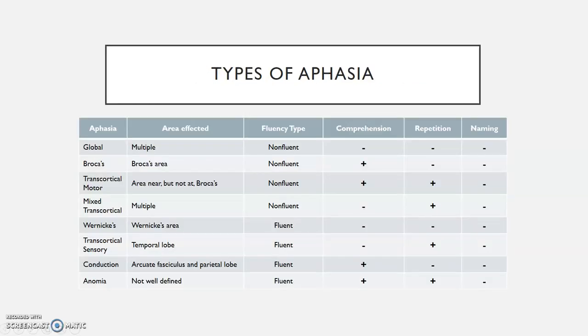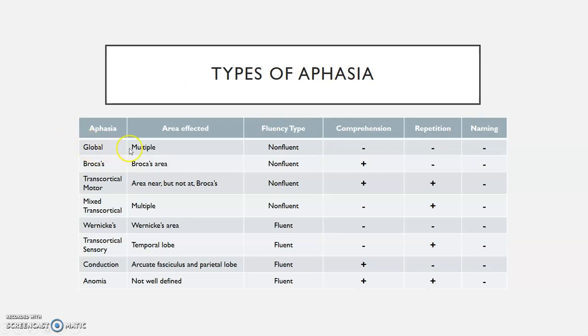So now we'll go into the different types of aphasia. We're going to talk about primarily auditory comprehension, word repetition, and naming. As far as auditory comprehension, do you understand what's being said? Word repetition: if I give you a word, can you repeat it back to me? And that's more of a receptive language measure. And naming: if I show you a picture or describe an object, can you name that object for me? And that's more of an expressive ability.